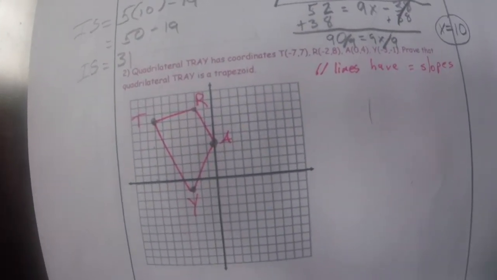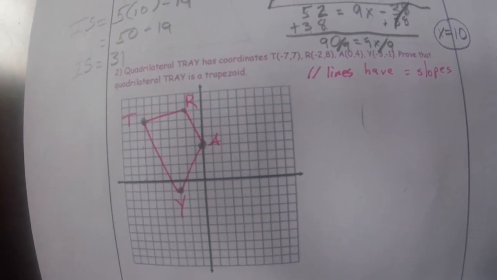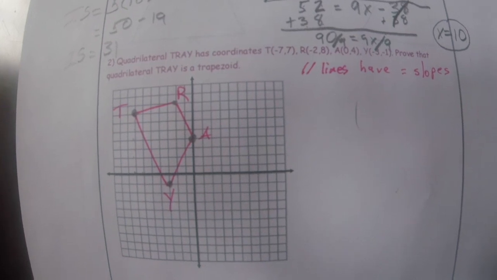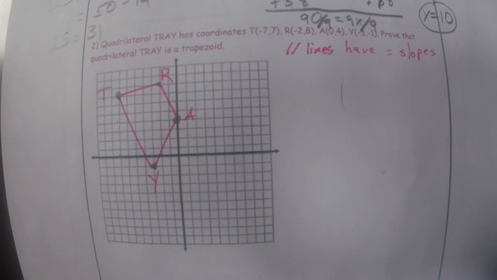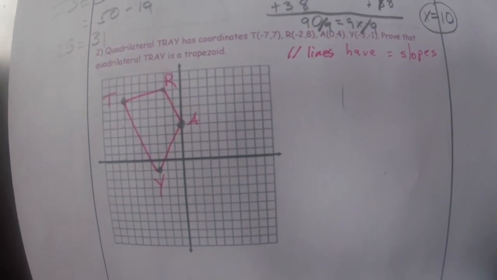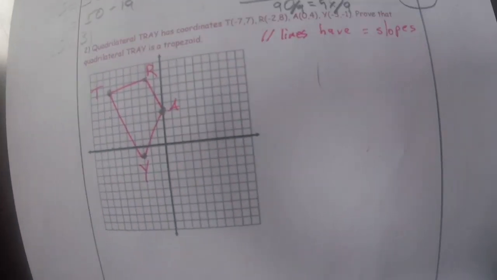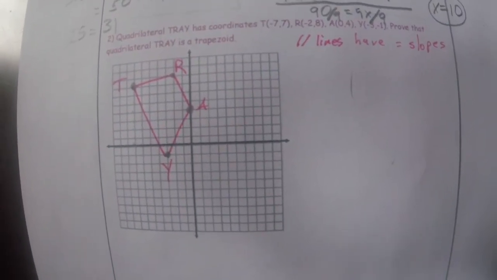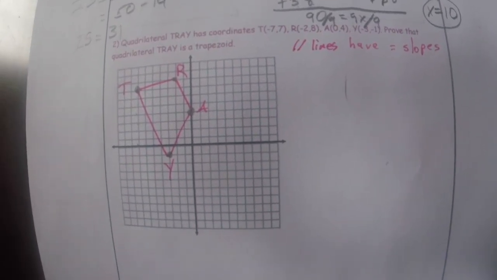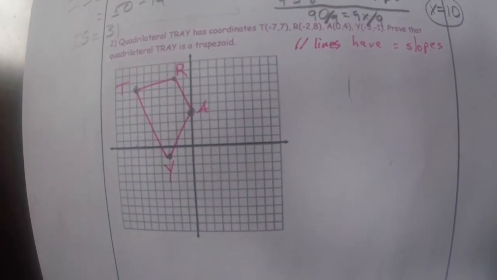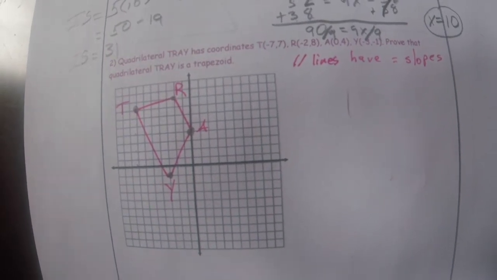But this is the part that might be a little bit confusing. If I prove that one pair of sides are parallel, that's not enough. Because what if the other two sides were parallel too? Well, this wouldn't be a trapezoid. What would it be? If you're thinking parallelogram, you are absolutely right. So, I know that if this is a trapezoid, one pair of sides is parallel and the other pair of sides is not parallel. So I have to figure out what is the slope of all four of these sides, and hopefully two are parallel and two are not.